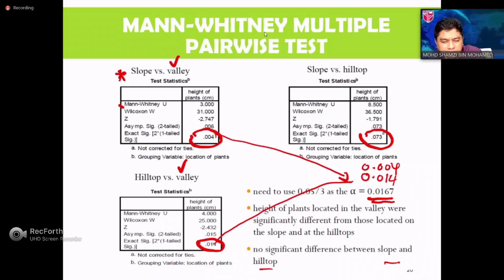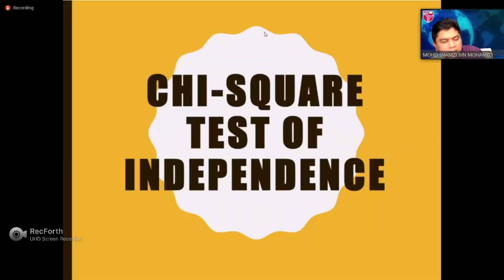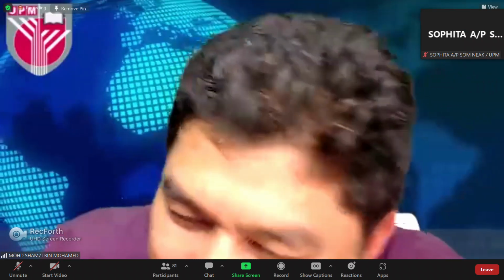Maybe tomorrow, if I'm not mistaken, or next week, we can have a look at this. All right, for chi-square test of independence, this one is another separate lecture. This one we will continue next week. Okay, 5 minutes left. So I end here. This one is very simple. Usually less than one hour to finish chi-square. But okay, we leave that for another week.